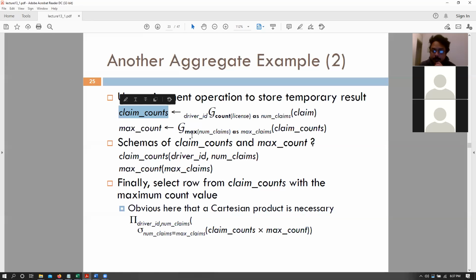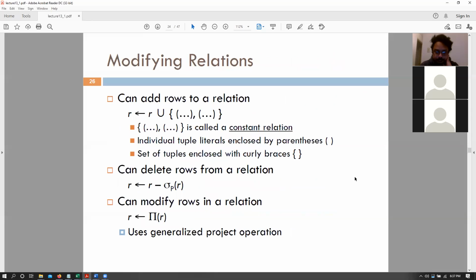This counts the number of claims per customer. So given driver ID, group by driver ID, count the number of claims. And now that we have this table or relation, we can say claim counts, find me the maximum of that. Okay. Now that was your grouping and aggregate operations.